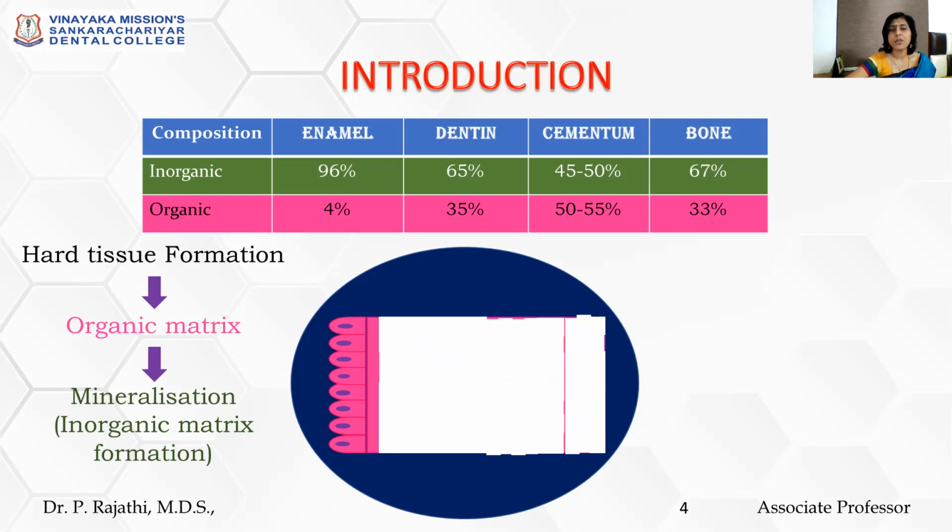Whereas in dentin, the inorganic matrix is 65% and the organic matrix is around 35%. In case of cementum, inorganic is 45 to 50%, organic is 50 to 55%. In case of bone, it's somewhat similar to dentin. Inorganic matrix comprises about 67% and organic matrix comprises about 33%.